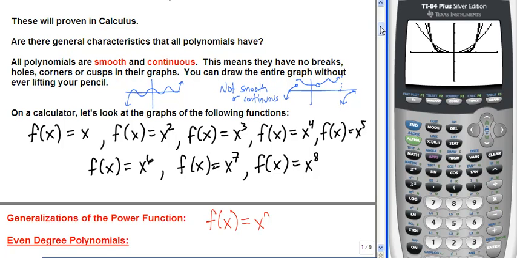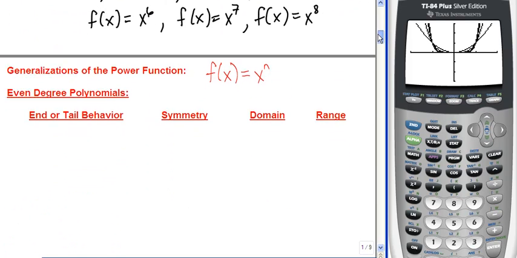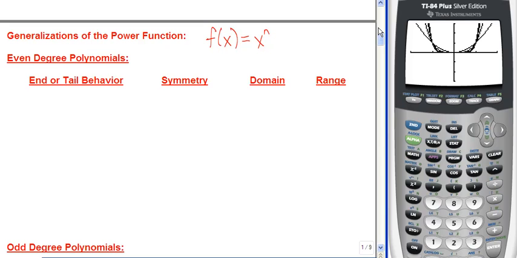So let's go ahead and take those characteristics and make sort of a little table that generalizes what we know about this power function x to the n. And it depends on the degree. So let's start by talking about our even degree polynomials, since we have that picture showing right now. And let's first talk about the tail behavior. So again, this is assuming that this power n is something even, like an x squared, x to the fourth, x to the sixth, and so on.